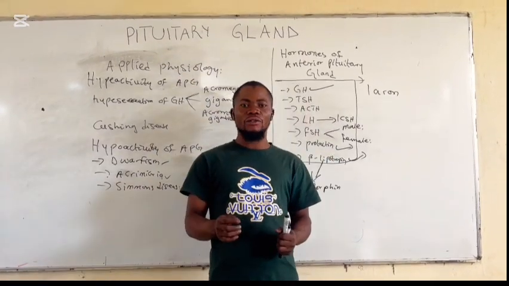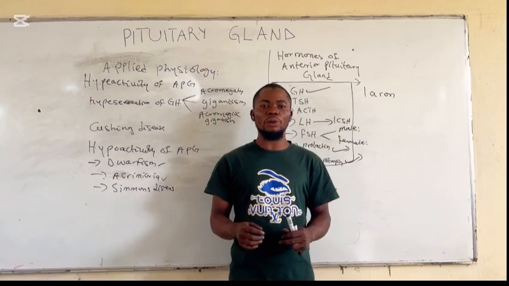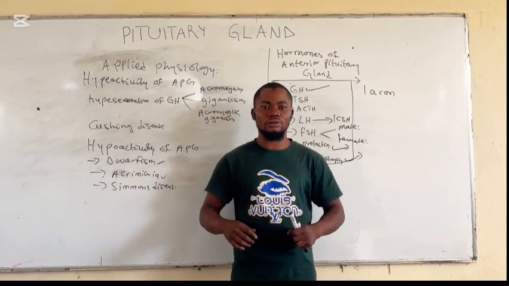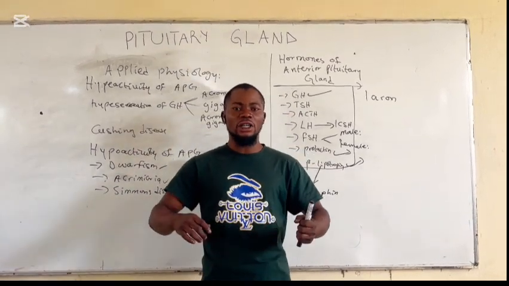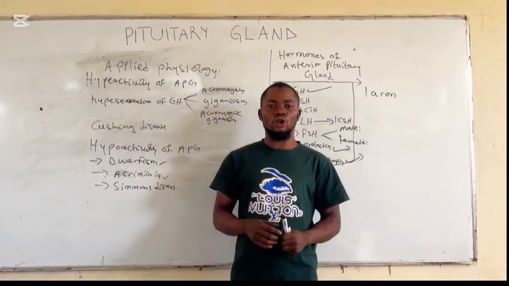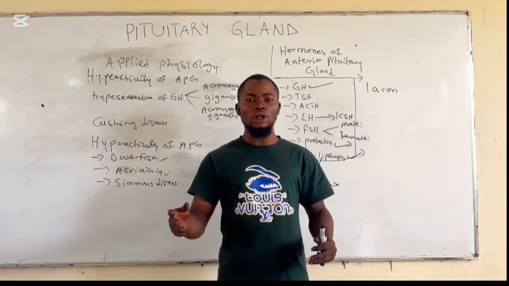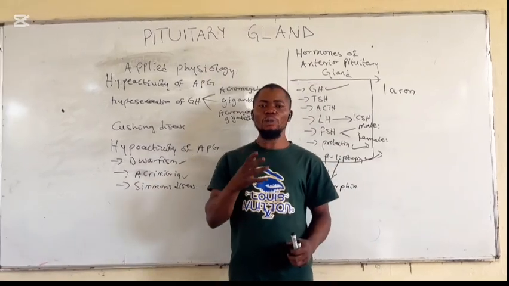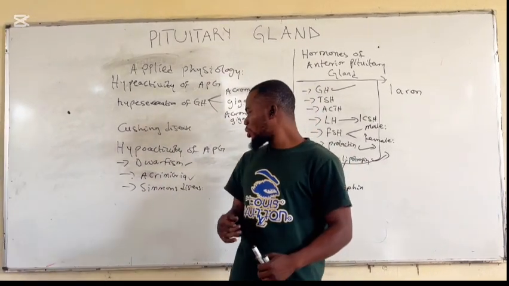Acromicria is a disorder characterized by atrophy of the extremities. It is usually characterized by thin extremities, and it occurs either due to deficiency of growth hormone or the growth hormone receptor, or atrophy of the anterior pituitary gland.